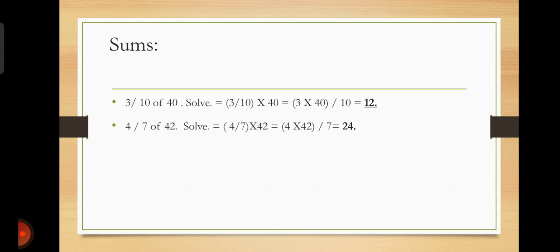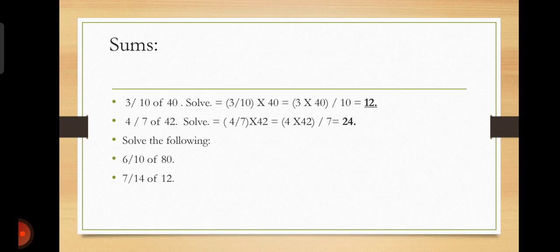Similarly, one another sum we will solve, 4 by 7 of 42. So 4 by 7 multiplied by 42, which will give 4 multiplied by 42 divided by 7. In the multiplication table of 7, 42 will come at 7 6s are 42. So 7 will cut down and 42 will cut down to give you 6. And 6 4s are 24. Now these below two sums are for you to solve.